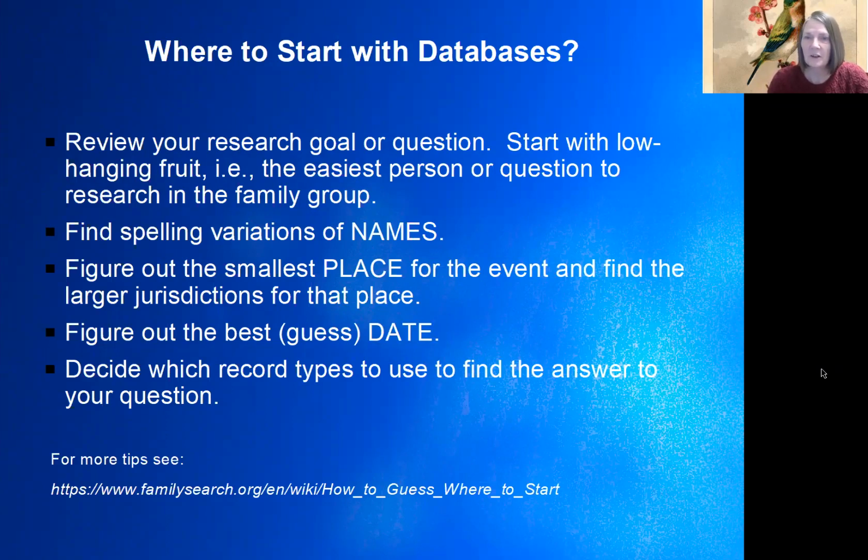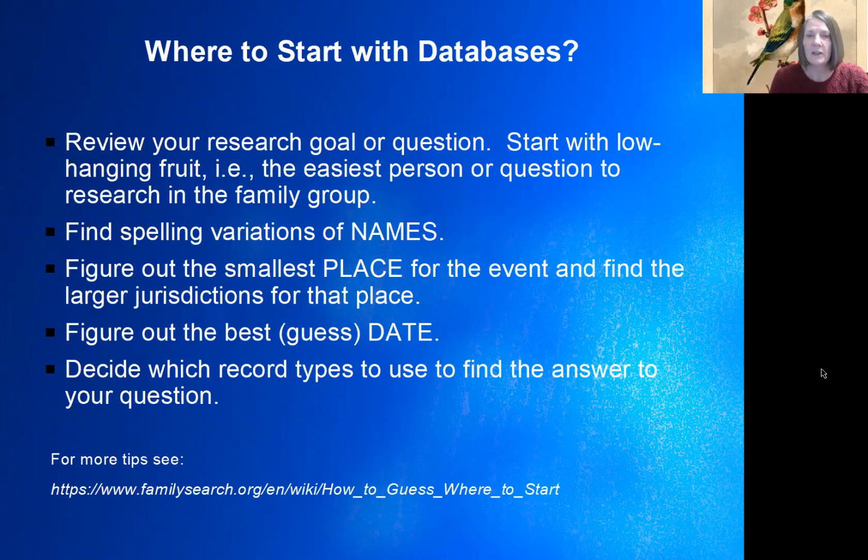Review your research goal or your question, and always start with low-hanging fruit. That's a kind of a genealogy thing, low-hanging fruit. In other words, find the easiest person to research. Find the person that's closest to you, that you have the most information about, or find the easiest question to answer first. Don't go to 1640 and try to find so-and-so and research that guy, because that is definitely not low-hanging fruit. Okay, so start with your low-hanging fruit.